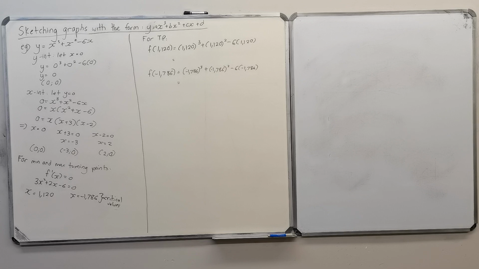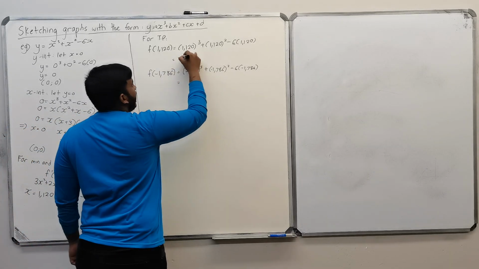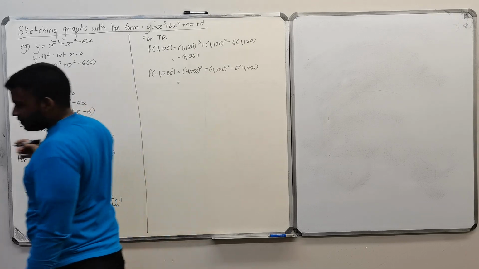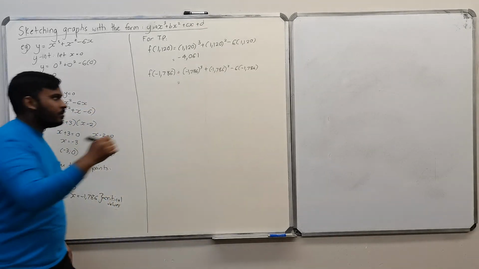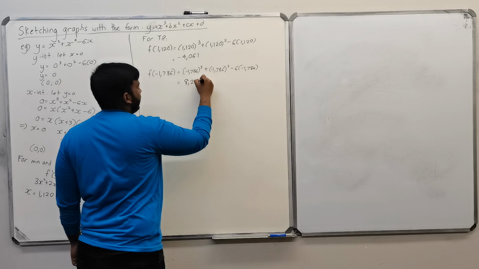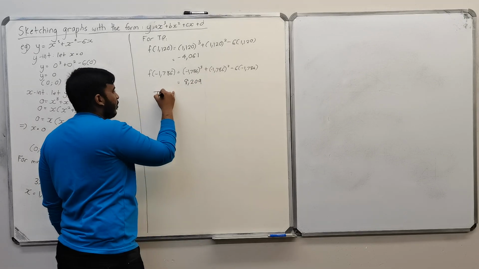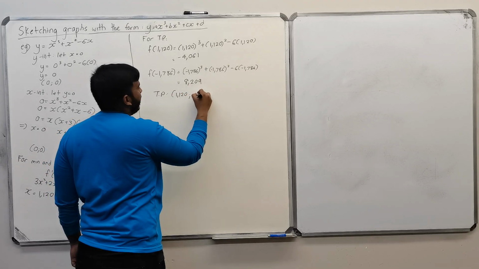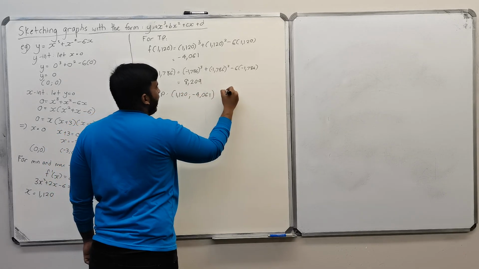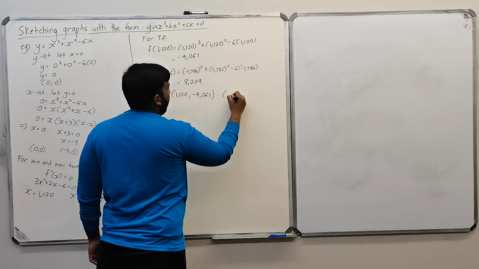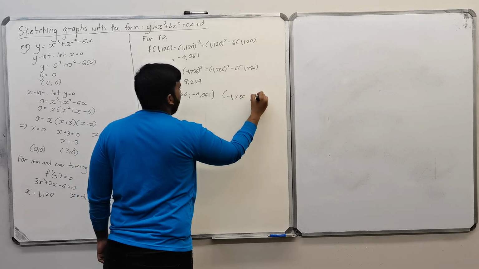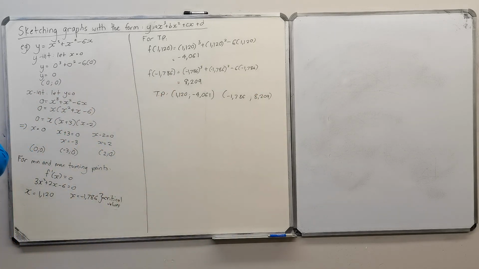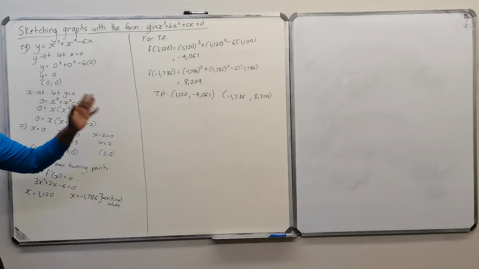Minus 4.061. Minus 4.061. 8.209. Okay? So your turning points are 1.120 and minus 4.061, and minus 1.786 and 8.209. All of you are with me, right? Yeah. Okay?